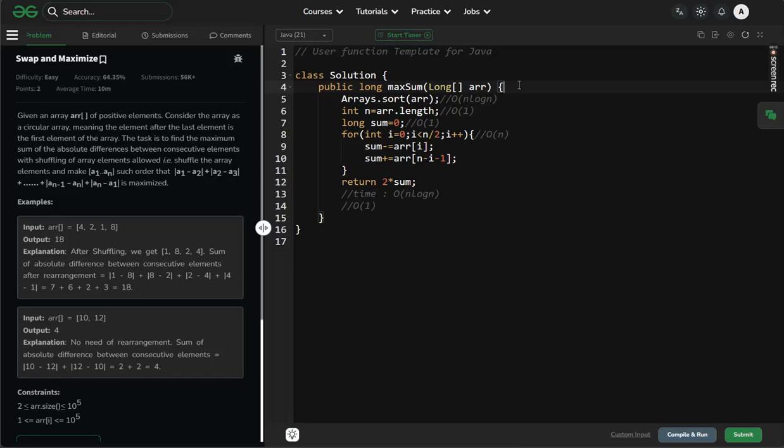It is also easy to understand with the simple formula, which is 2 into the sum of the large half minus the sum of the small half. So kindly go and practice the problem.